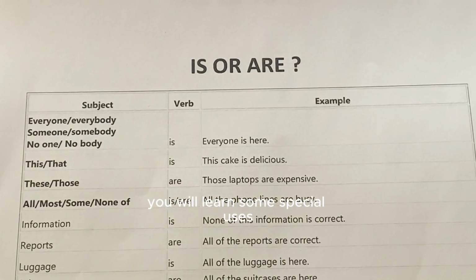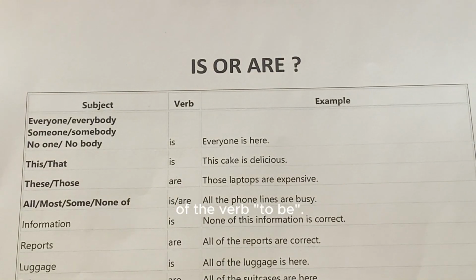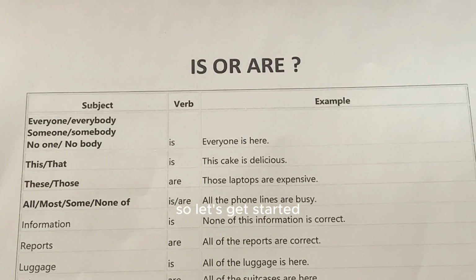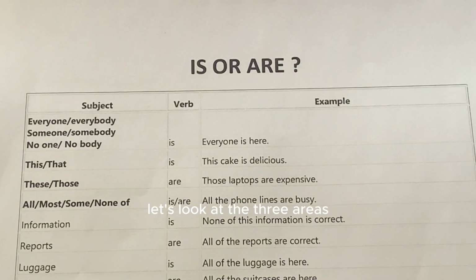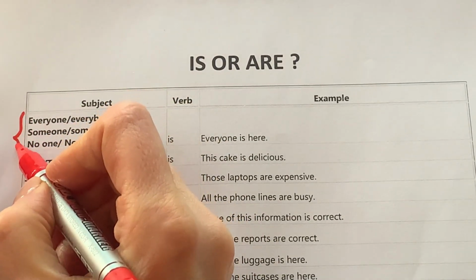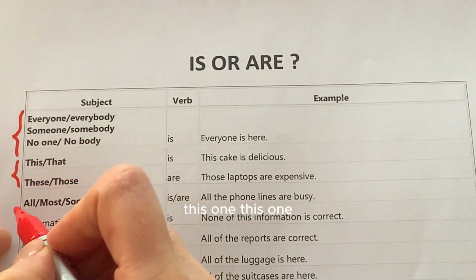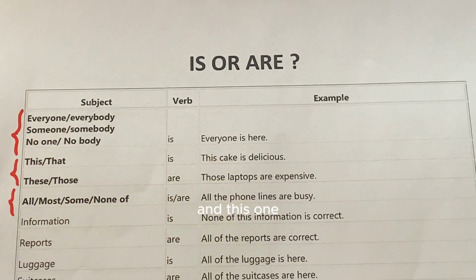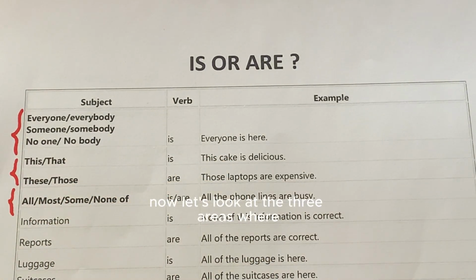In this lesson, you will learn some special uses of the verb to be. Now, this lesson is for you, whether you're a beginner, intermediate, or advanced level student. So let's get started. Let's look at the three areas where you might have made a mistake, okay?